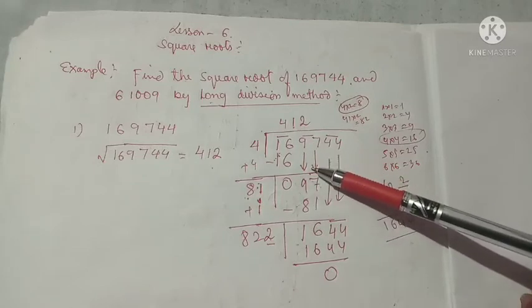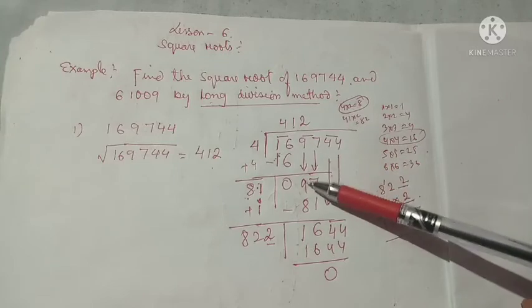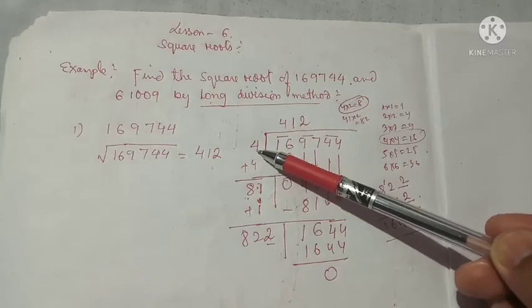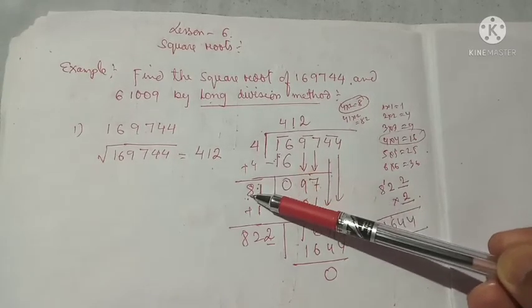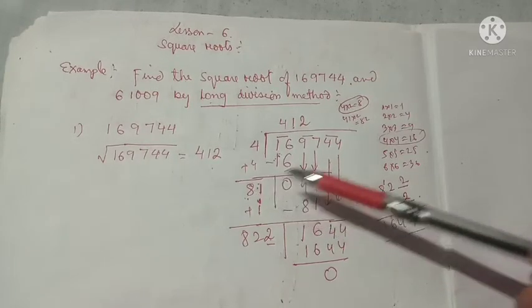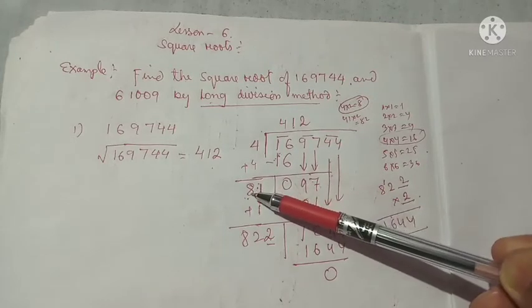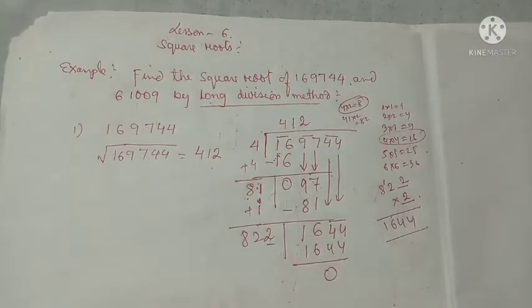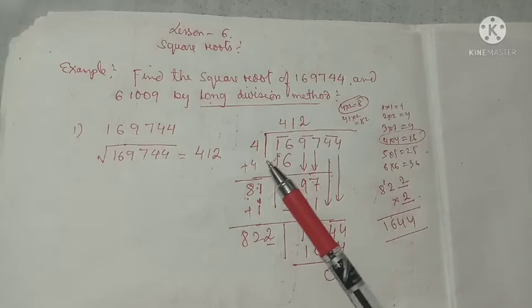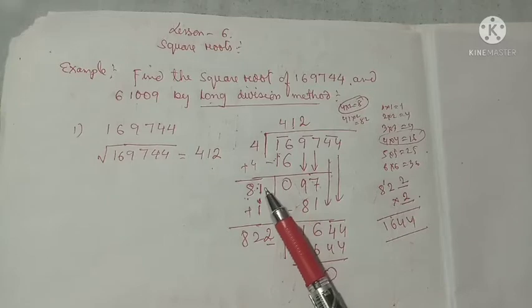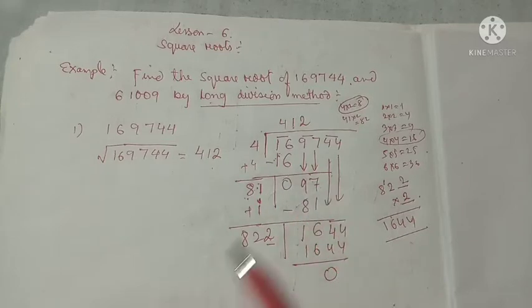Now we bring down the digits under the next bar, that is 97. Now if you add 4 to the former divisor, you will get 8 as the divisor in the column. Now the new dividend is 97, and we are going to find the new divisor first. We are going to find the largest possible digit to write alongside 8 to make a new divisor. That is this number.